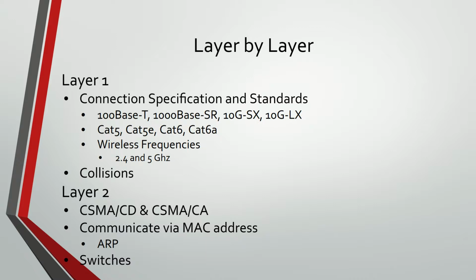Okay, I kind of went through this again. Layer 1, we're going to have standards here, right? Cat6, wireless frequencies. We could have collisions here if we send data on the wire at the same time. That's a problem. Layer 2, we're going to have carrier sense media access with collision detection or collision avoidance.